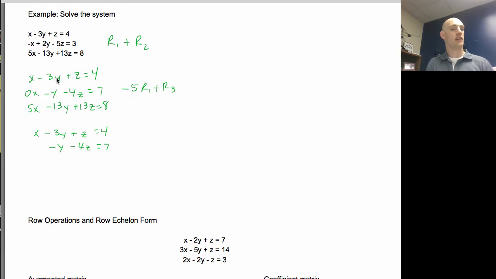Negative 5 times negative 3y would be 15y plus 13 negative 13y would be 2y. Negative 5z plus 13z would be plus 8z. And then I'm going to have negative 20, because it's negative 5 times 4. Negative 20 plus 8 would be negative 12. So let's see what we got here.